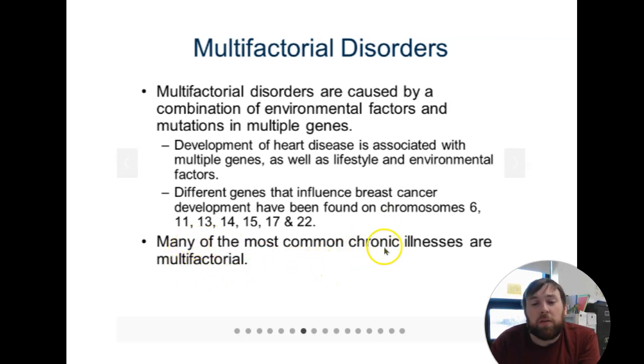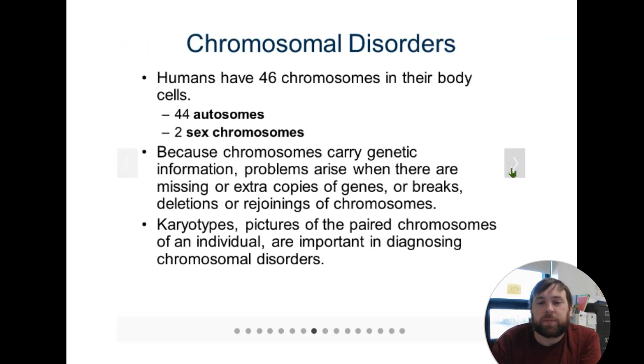Most of these are going to be chronic illnesses, and in fact, most common illnesses, such as heart disease and lung disease, have some sort of genetic makeup to them. So most diseases, unless they're infectious in some way, are multifactorial, because there are multiple factors that go along with them, not just environmental choices or lifestyle choices, but also the genetics involved.